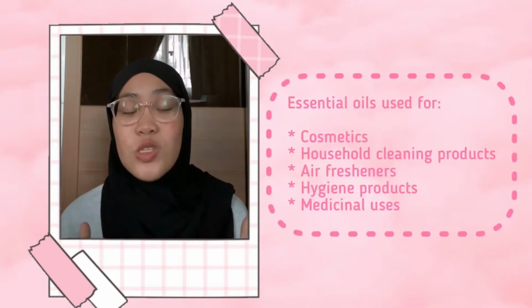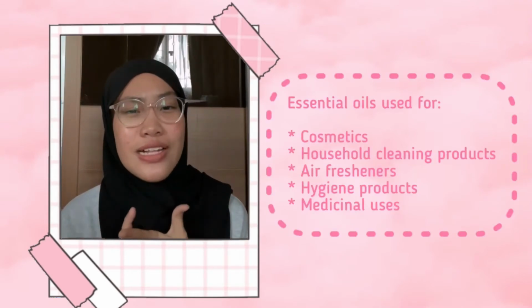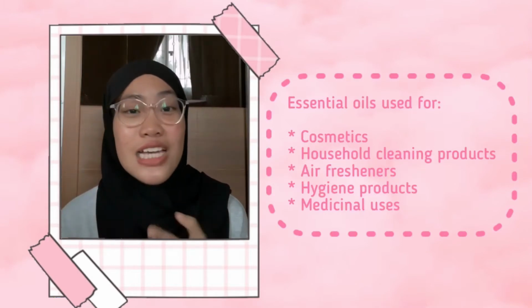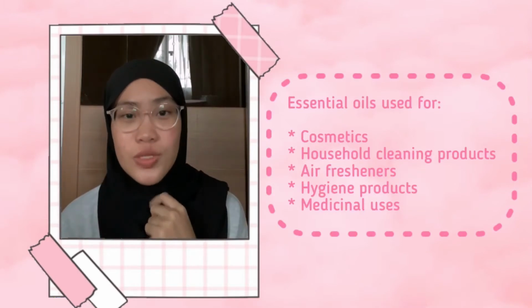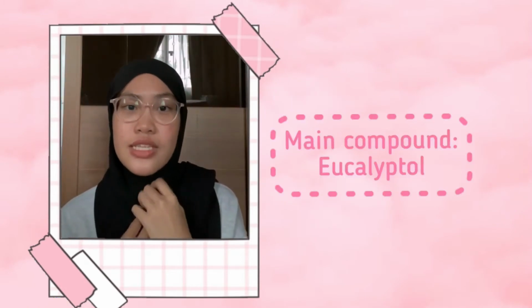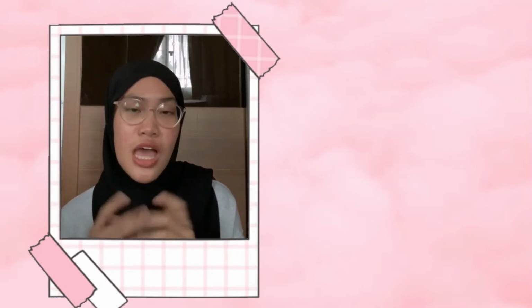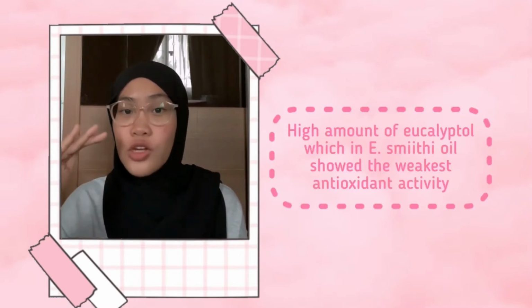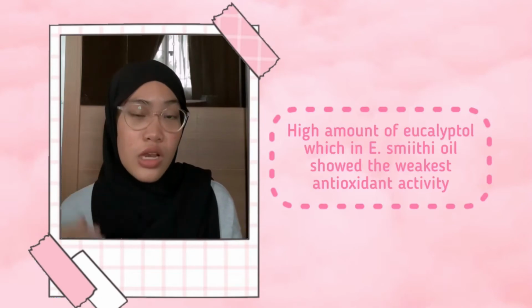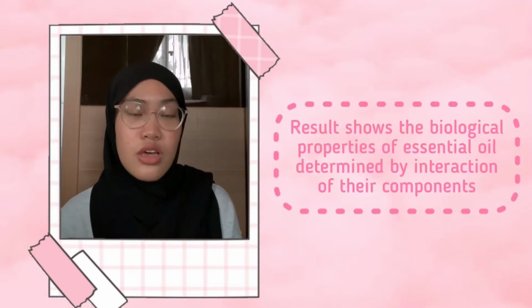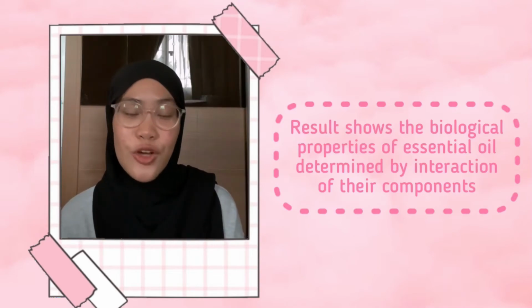Essential oils and a few of the isolated compounds are utilized in various products like cosmetics, household cleaning products, air fresheners, hygiene products, as well as in medicinal uses. Generally, within the genus Eucalyptus, the main compound present in the essential oil is eucalyptol, occurring in several concentrations. However, when watching the antioxidant properties, it was noted that the oil with the highest amount of eucalyptol, which is the E. globulus oil, with a percentage of 81.71%, was the one with the weakest activity. These results indicate that the biological properties of the essential oils are determined by the interaction of their components.